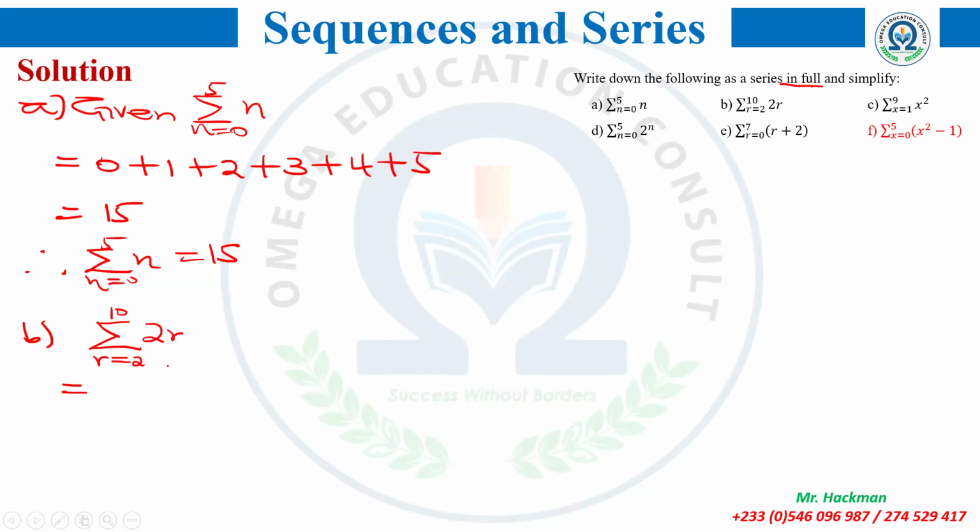So from 2, which value do you go to? 3, 4, 5, up to 10. So the first term will be 2 into 2. Then plus the second term will be 2 into 3. The third term will be 2 into 4. Are you with me? Plus the next term will be 2 into 5. Then plus, can I write plus ellipsis, then come and write plus 2 into 10?